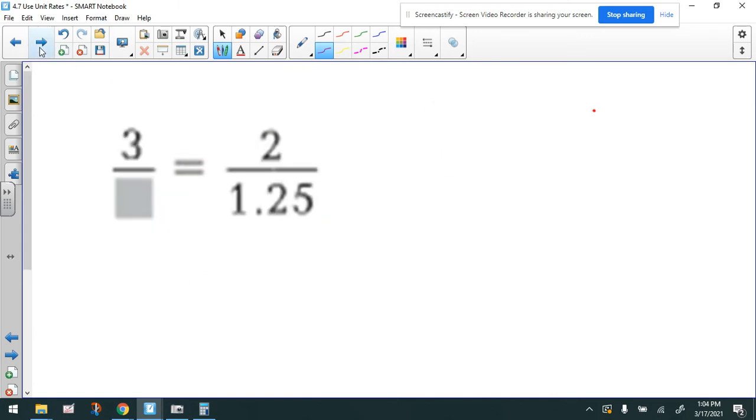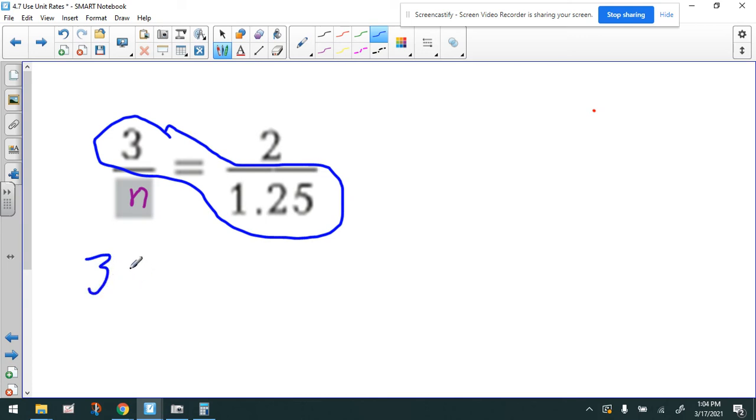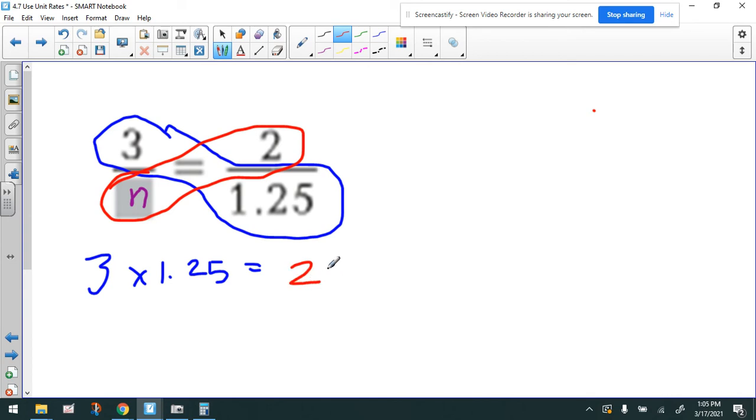All right, so now let's look at another example where things get a little more difficult when we start to get into decimals. So same kind of idea. These numbers are not compatible, and this is not easily simplified in our head. So then we would want to use cross products. So we have this cross product, 3 being multiplied with 1 and 25 hundredths. And we have the other cross product, 2 being multiplied with n.